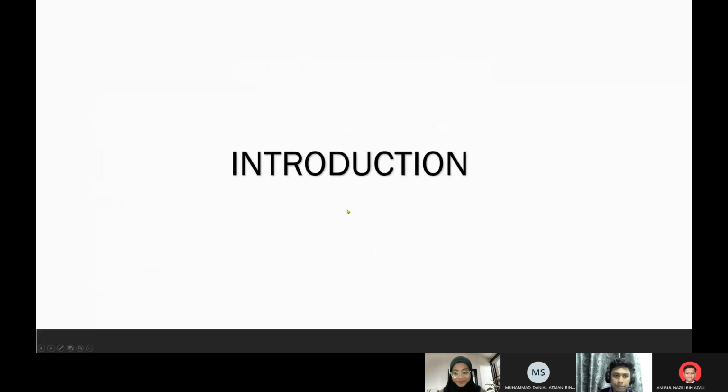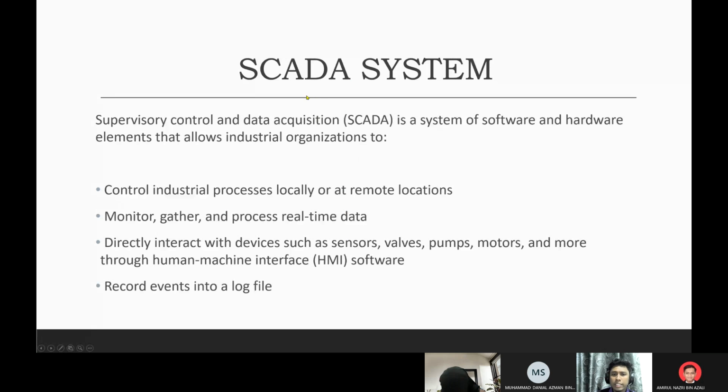For the introduction, first we need to know what the SCADA system is. SCADA stands for supervisory control and data acquisition system. It's a system of software and hardware elements that allows industrial organizations to control the industrial process locally or at remote locations, monitor, gather and process real-time data, and directly interact with devices such as sensors, valves, pumps, motors, and more through human-machine interface software that we call HMI. Lastly, the system can also record events into a log file.